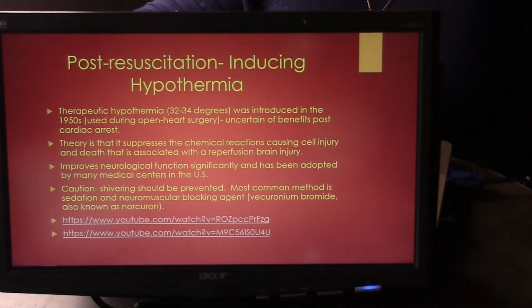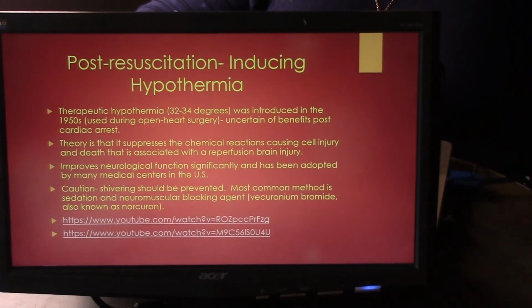But make sure, and this is critical, that if you give a neuromuscular blocking agent, even if your patient is comatose, that you also give sedation. Because if that patient does wake up, but they can't move because you have paralyzed them chemically, that is known as locked-in syndrome, and that would be absolutely hideous to experience as a human being. So make sure that if you're giving vecuronium or Norcuron, that you're also giving sedation.